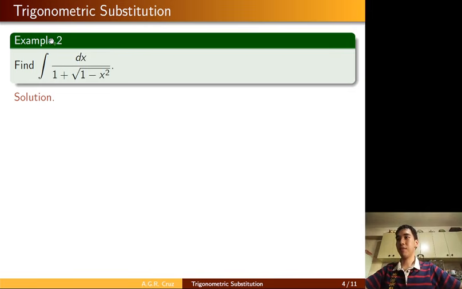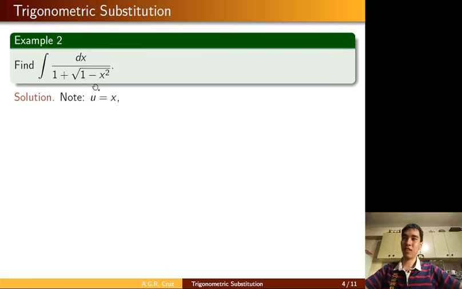Okay, next, example number 2. Let's find the integral of dx divided by 1 plus the square root of 1 minus x squared. Okay, so in this case, you have now the square root of constant squared minus function squared, no? So in this case, what is your u? Your u is just x, of course.